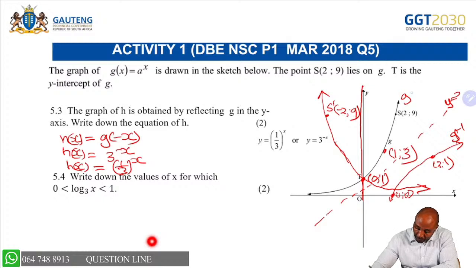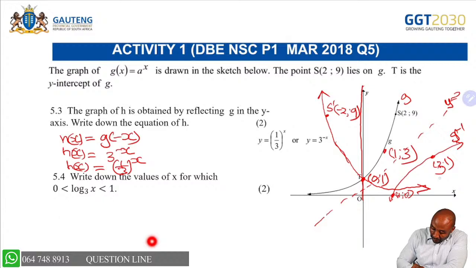Now, let's get the solution there. How do we write down the values of x for which 0 is less than the logarithm of x to base 3, less than 1? This is a point on our inverse function. You are able to see that when our y is 0, we get that one. And let's get the values of x. How do we do it?